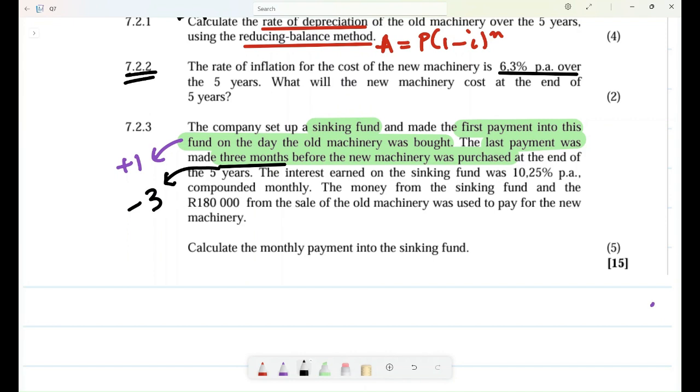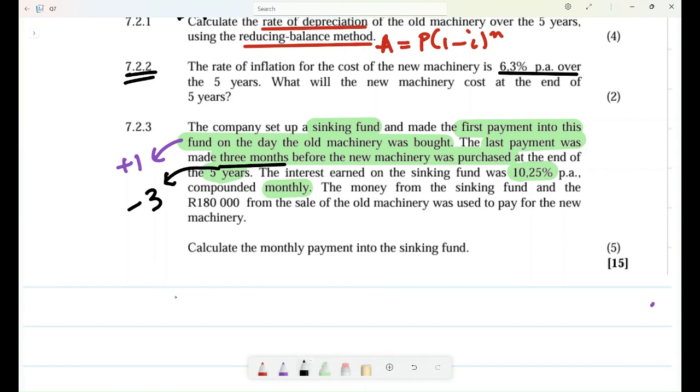All right. Then as we continue, at the end of 5 years, the duration is 5 years. The interest earned on the sinking fund was 10.25% compounded monthly. This is very important. Monthly. The money from the sinking fund and the 180,000 from the sale of the old machinery was used to pay for the new machinery.